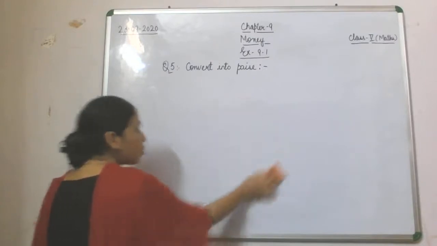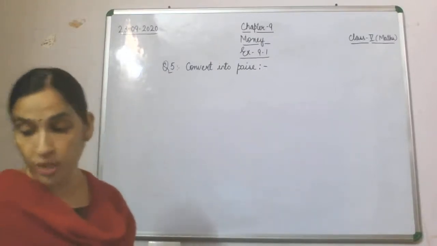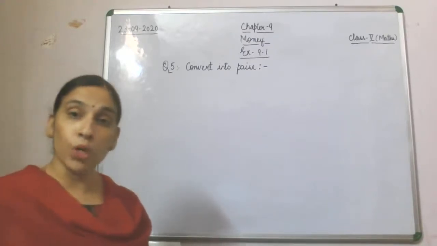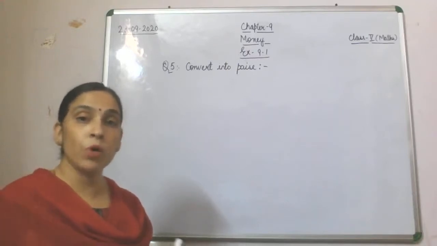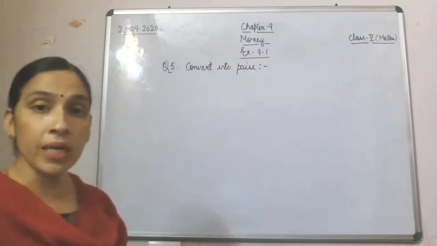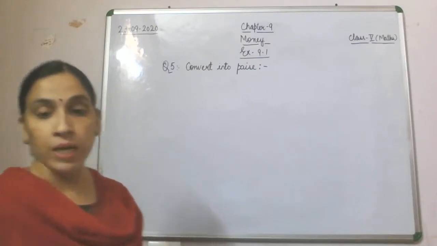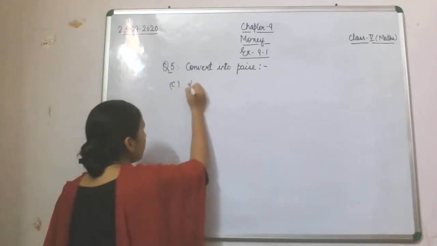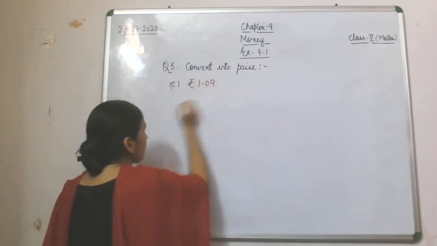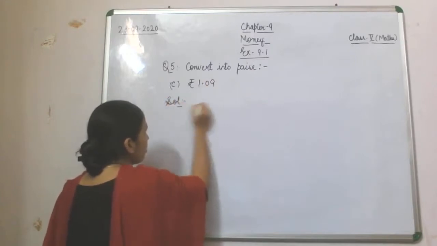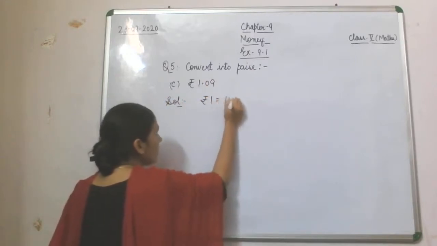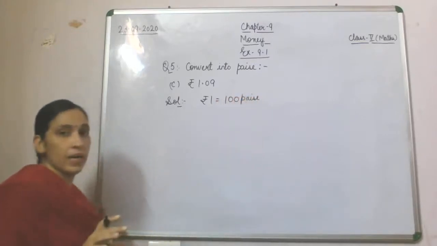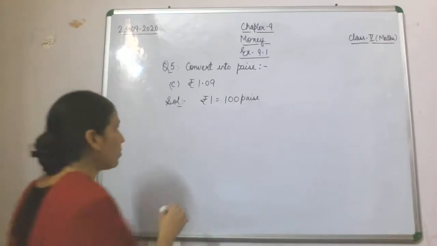See, the concept is not difficult. The only thing you have to keep in your mind is what you are supposed to do: bigger to smaller, smaller to bigger, and accordingly you will use the operation. Now here we'll see C part, that is rupee 1.09. So here rupee 1 is equal to 100 paise. This is a universal fact and we are going to use it. It is not going to change.